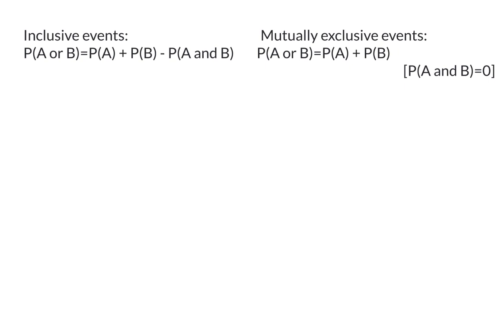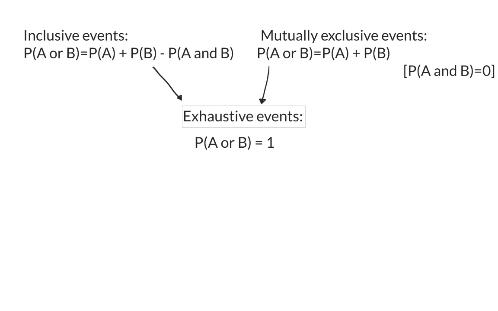The next definition that you need to know is exhaustive events. When two events are exhaustive, it means that every single outcome is in either event A or event B. That means there are no outcomes that are not in one of these two events. Therefore, the probability that an event is in A or B will be 1. Both inclusive as well as exclusive events can be exhaustive.